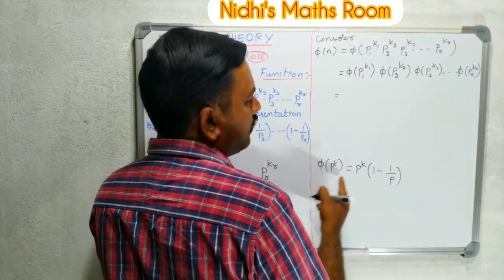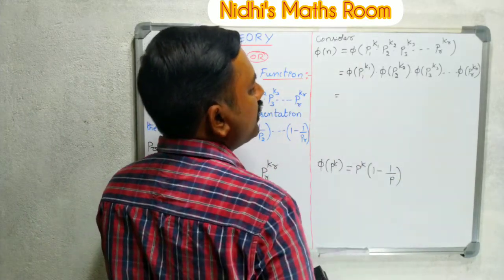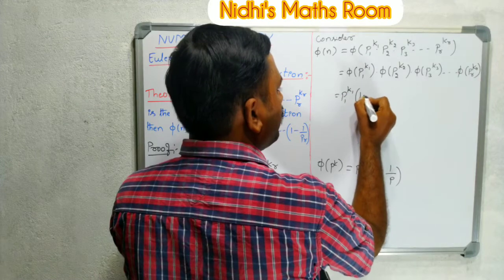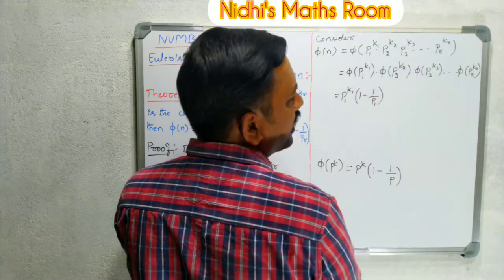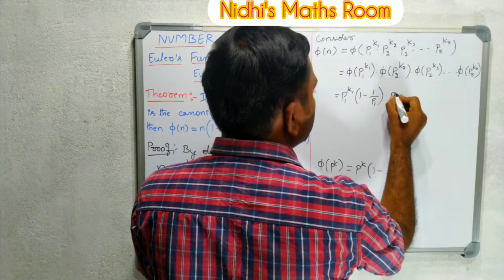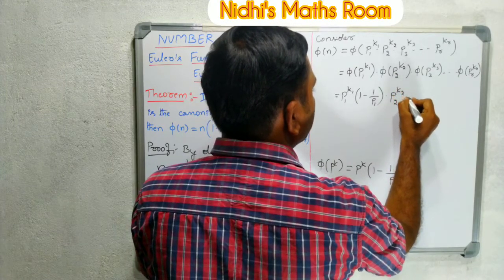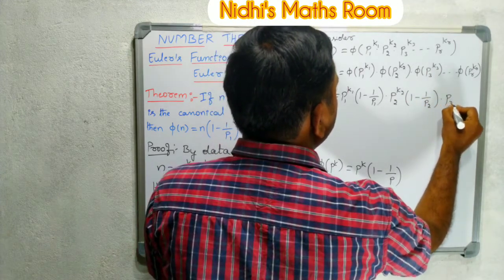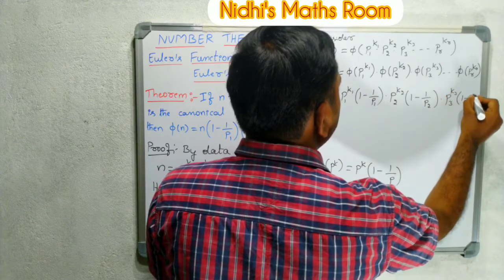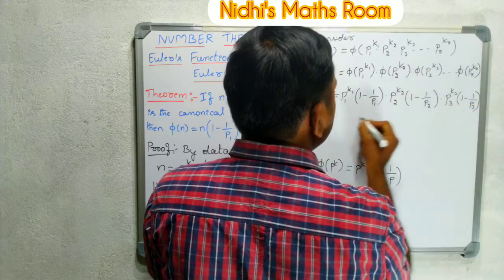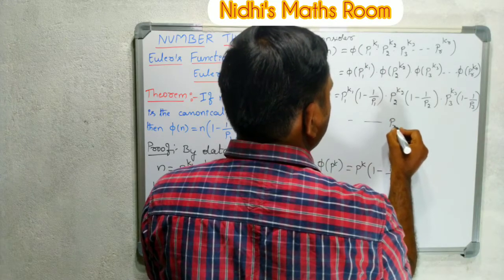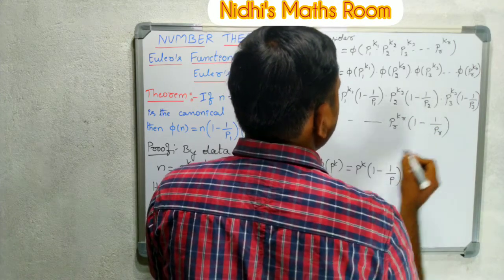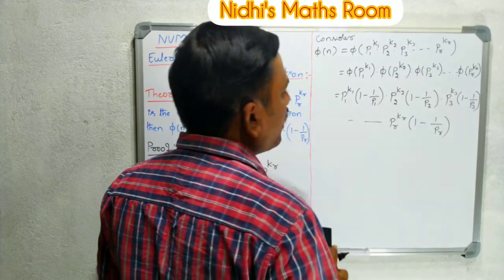Is it clear? So on the basis of this concept, this phi of p1 to the power of k1 can be written as p1 to the power of k1 into 1 minus 1 divided by p1. Is it? Similarly, this can be written as p2 to the power of k2 into 1 minus 1 divided by p2 into p3 to the power of k3 into 1 minus 1 divided by p3 so on, pr to the power of kr into 1 minus 1 divided by pr. So these are all terms in a product.